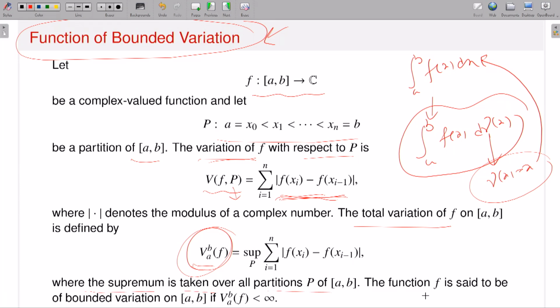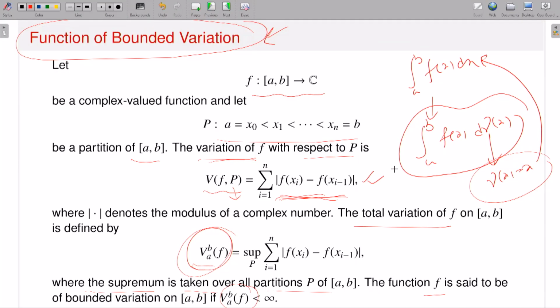Then I am saying that my function f is said to be a function of bounded variation if this supremum is finite. So that is the definition of a function of bounded variation. That means start with a complex valued function defined on a closed interval [a, b]. Take a partition P of the interval, define a variation of the function f with respect to that partition by this formula. Then if I change my partition, my variation will change, and then you take the supremum over all those partitions. I will say that my function is a function of bounded variation if this supremum is finite.